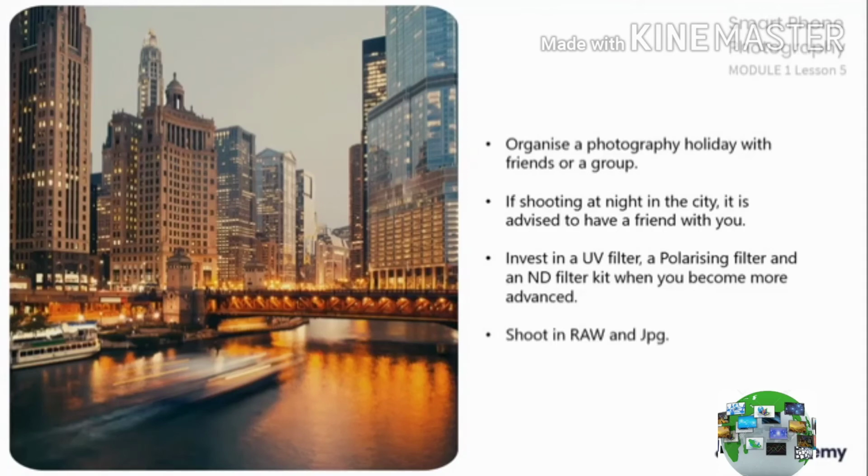And shoot RAW and JPEG if it's an option available to you. We're going to speak about RAW in our editing lessons, in later lessons. If it's an option that you can shoot in both file types, I recommend that you do it, because you can use your RAW files when you get more advanced, and JPEG ones are great just for quick sharing and quick editing as well. But again, we'll speak about both those file types in an upcoming lesson.